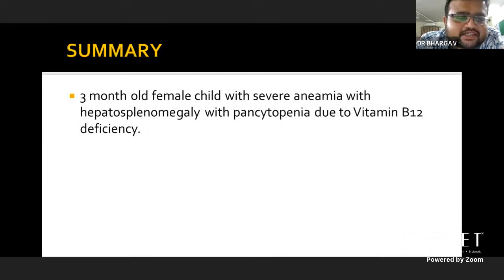So summarizing the case, a 3-month-old female child with severe anemia, hepatosplenomegaly and pancytopenia, we have kept vitamin B12 deficiency in our mind.